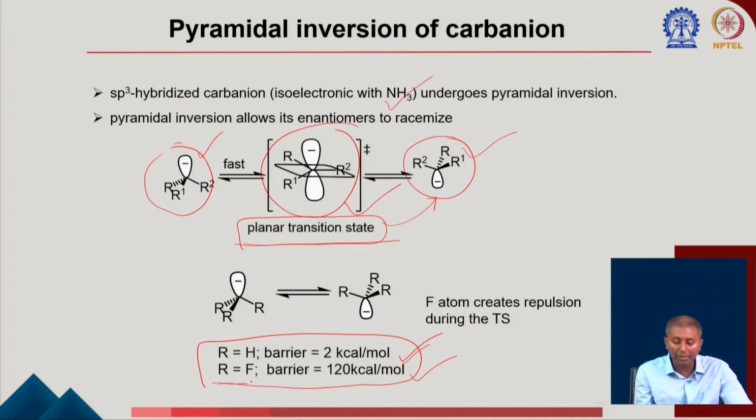Once R equals fluorine, the barrier is 120 kilocalories per mole. So why such a difference in the barrier for this pyramidal inversion? Because in the transition state, as it has to achieve planarity, there will be repulsion between the fluorine atoms. The fluorines have lone pairs which repel each other, and that will not allow it to reach planarity. That is why the barrier is higher here.